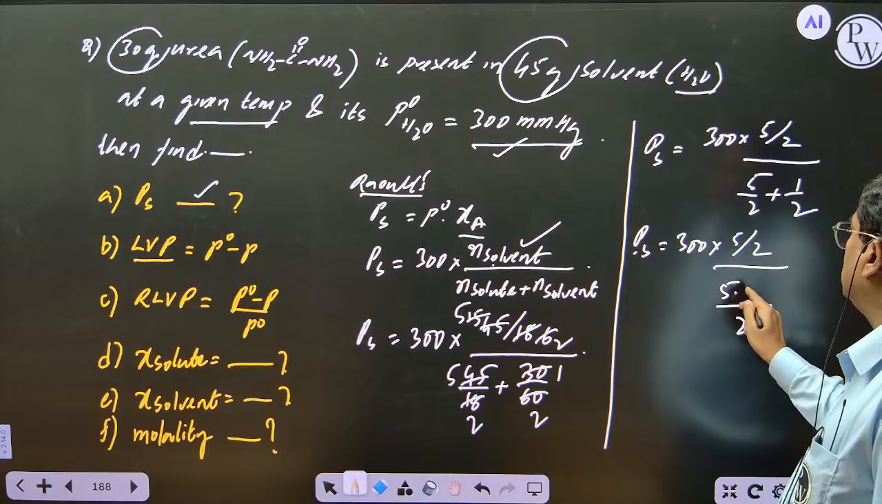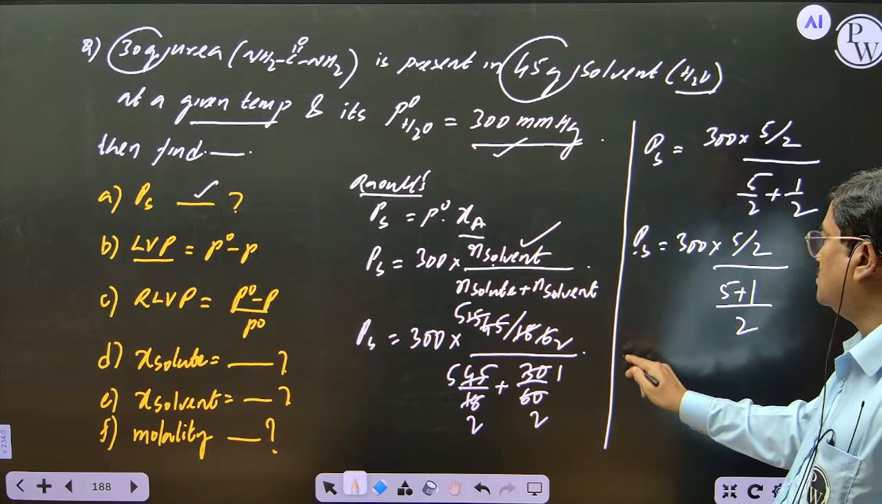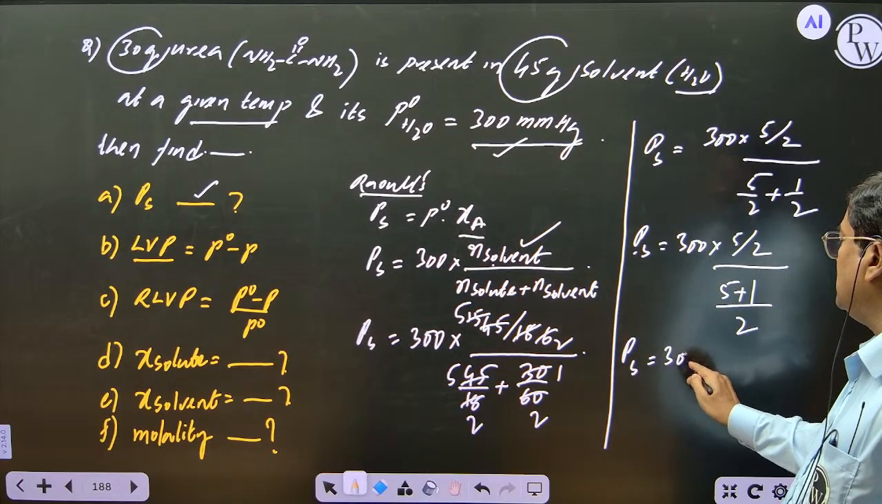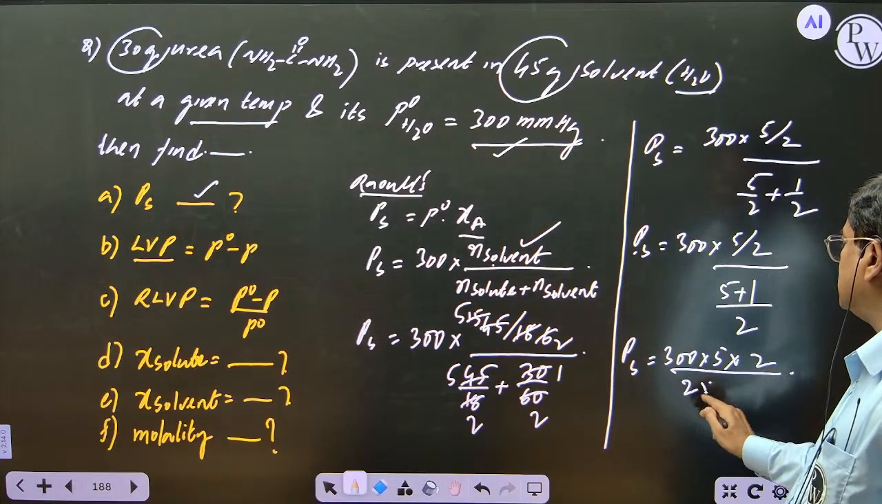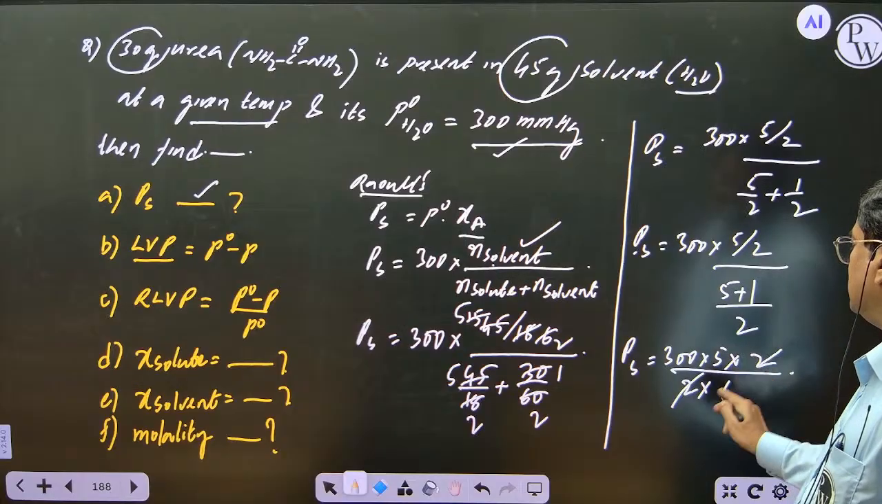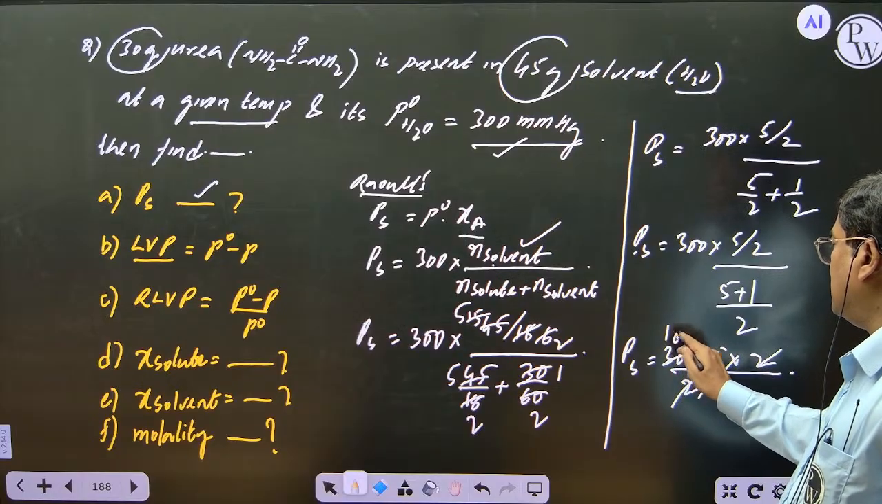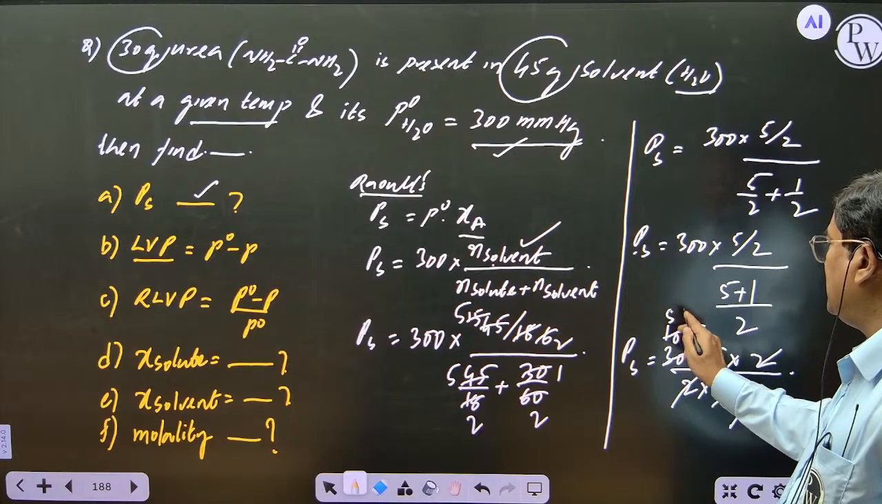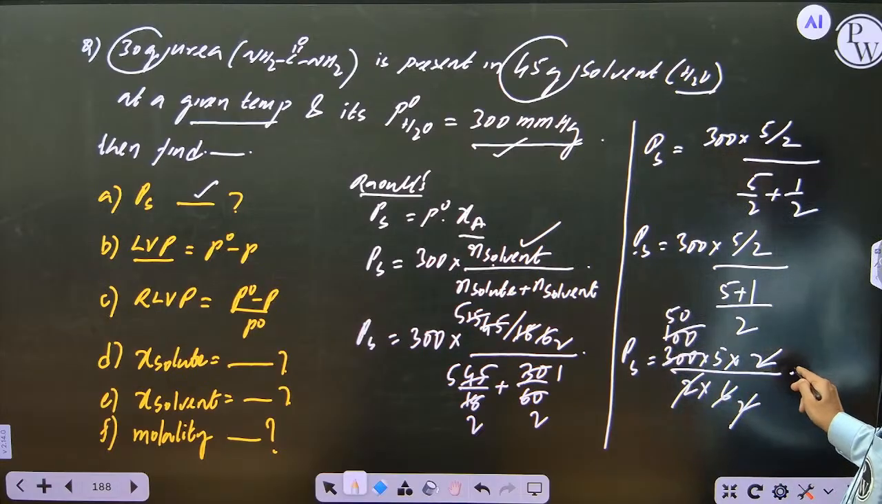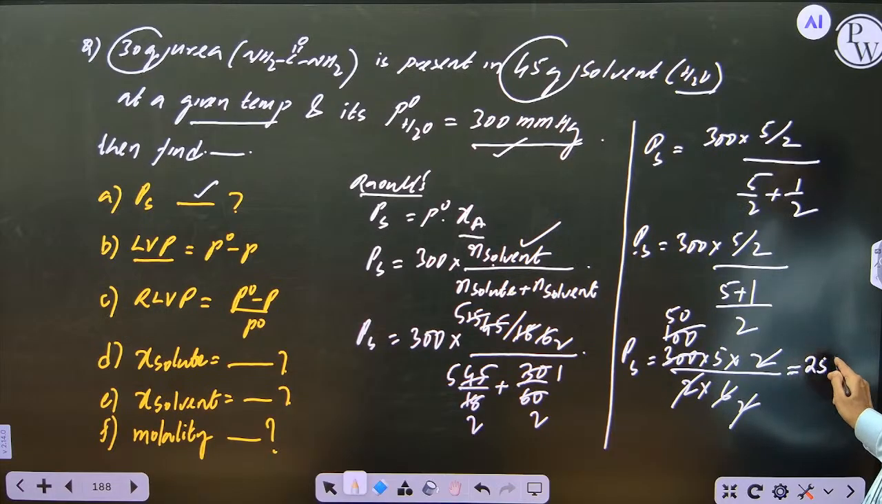So 5, this is 1, this is 6 by 2. So PS is equal to 300 into 5 into 2 by 2 into 6. This 2 gets cancelled. Then 300 ones are 300, twos are 2 will cancel by 50 times. So 50 into 5 comes how much? 250.